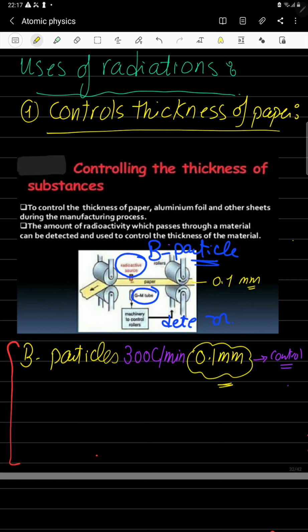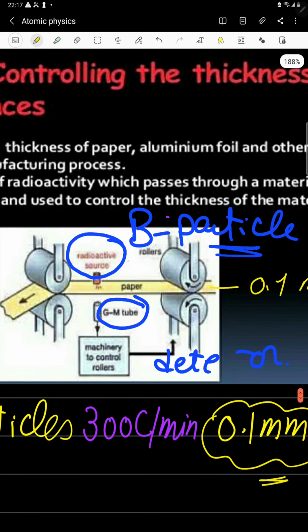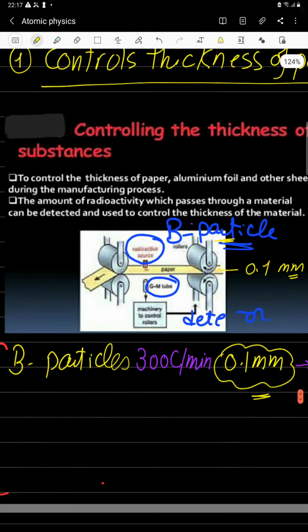And you are going to bring a source of beta particle. يبقى أنا عندي radioactive source هنا that emits beta particle. And at the other end, I'm going to put Geiger-Müller tube or a detector that is going to detect the amount of counts. طيب.